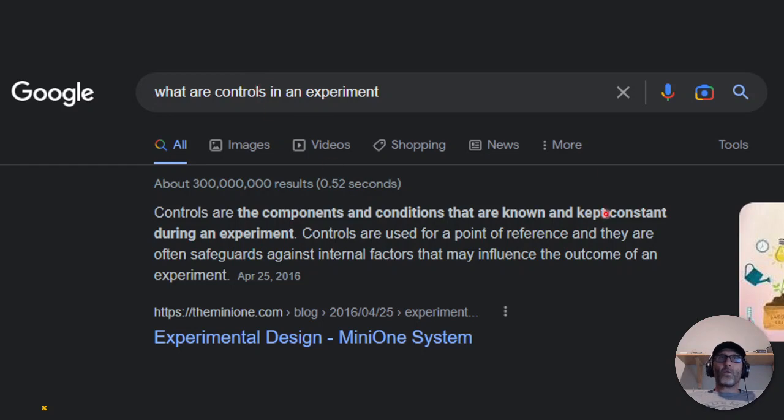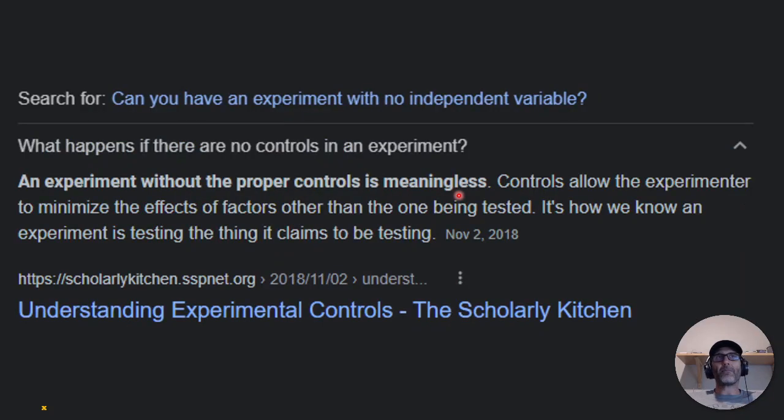So what are controls? Controls are the components and conditions that are known and kept constant during an experiment. Controls are used for a point of reference, and they are safeguards against internal factors that may influence the outcome of an experiment. So these are referring to all your different factors, all your independent variables. That just kind of sums up what I just said and corroborates it.